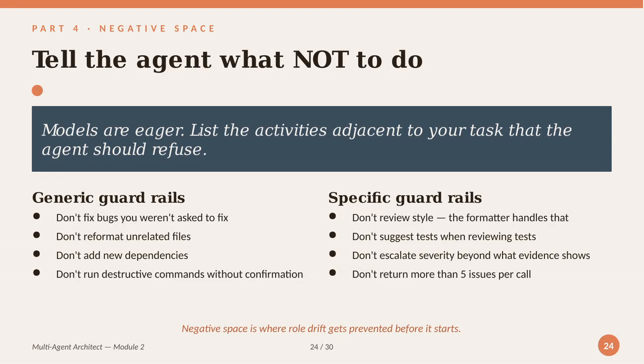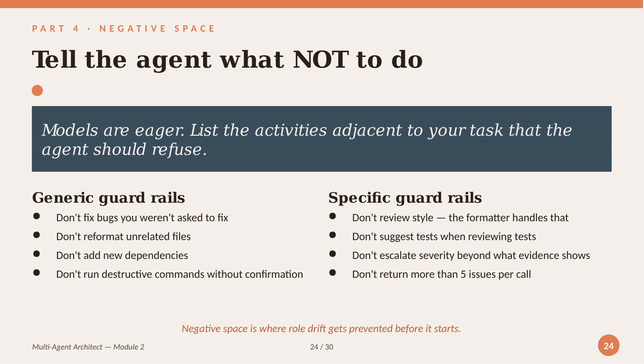Models default to helpful. Helpful is great until helpful means the agent wandered off and did adjacent work you didn't ask for. Helpful is what makes a code reviewer also fix the bug it found, and now your reviewer is a builder, and your tests are red because the fix introduced a regression.